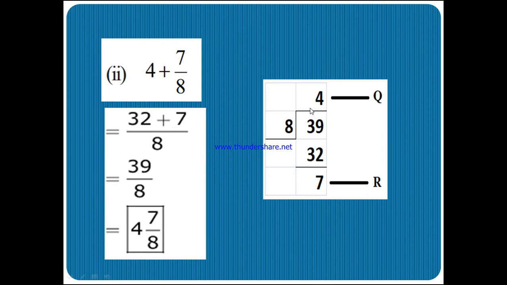4 8s are 32. You are subtracting. When you subtract, you are getting the remainder 7. So let's write this in mixed form. The quotient will become the whole number 4, and the remainder 7, then the same denominator.